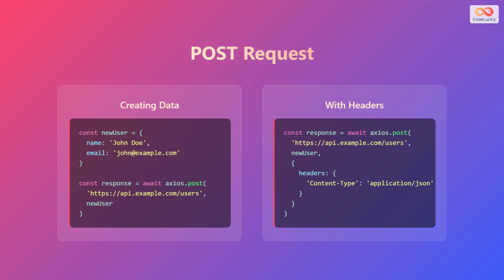To create data on a server using a POST request, first define the new user object with properties like name and email. Then use the await axios.post function, passing in the URL and the new user object. You can also include headers in your request, such as content type, application/json, to specify the format of the data being sent.